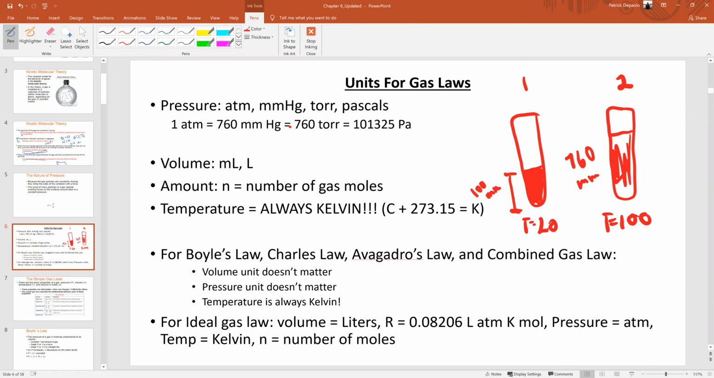Then you have torr, which is approximately the same thing. Then you have pascals. We don't really use pascals too much in the formulas, but it does exist. And 1 ATM is 101,325 pascals. Okay, are there any questions on those units, on pressure? Because these are new, we haven't dealt with them yet.